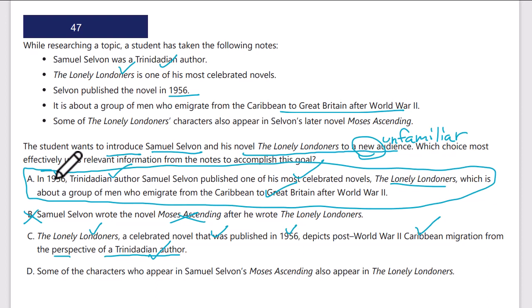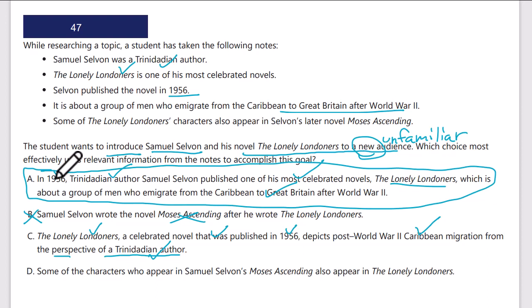If it's a Trinidadian author, also published one of his most celebrated novels, Lonely Londoners, a celebrated novel that was published in 1956. These first parts are kind of saying the same thing in A and C, which is about a group of men who emigrated from the Caribbean to Great Britain. Let's read the actual. It is about a group of men who emigrate from the Caribbean to Great Britain after World War II. That's correct, right?